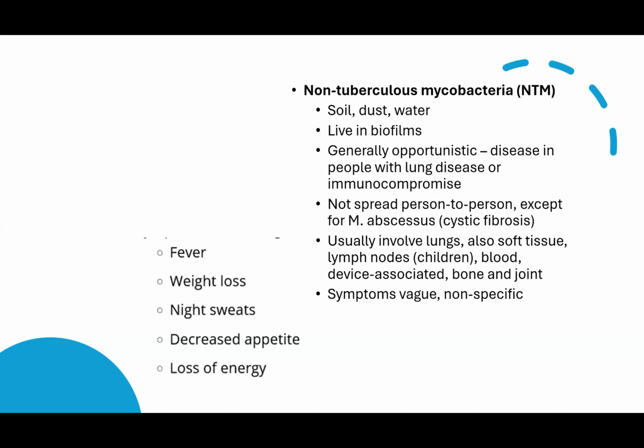And they don't usually spread from person to person, except apparently it's been described in cystic fibrosis patients, who can spread Mycobacterium abscessus between other patients. They usually involve the lungs, but they can also cause soft tissue and skin disease, lymph nodes, especially in children, blood infections, device-associated infections, and bone and joint infections. Again, the symptoms are vague and quite non-specific: fever, weight loss, night sweats, decreased appetite, and loss of energy.